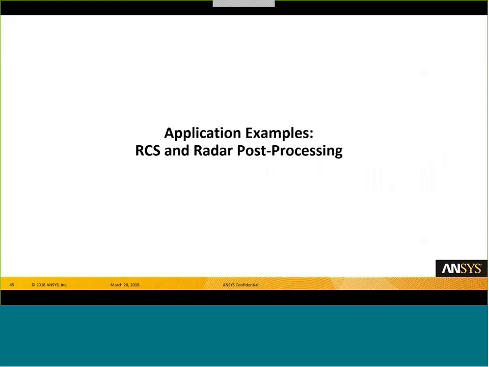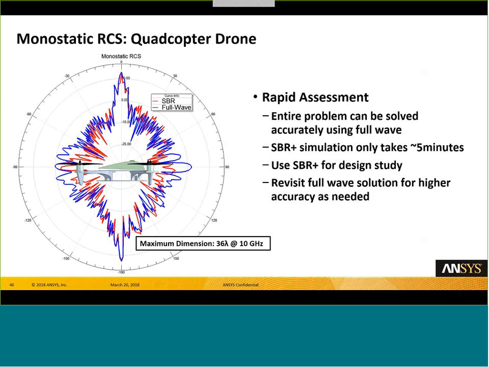So now we'd like to switch gears and go from some of the benchmarks and look at maybe some more practical targets that you might be experiencing. So we'll start with this example of a quadcopter that was solved at 10 gigahertz. So you can see it's about 36 wavelengths in size. And this is an interesting model because it's very practical and it's complicated as real life is by all of these mixed electrical sizes. So at some look angles, the platform is electrically large, and SBR is giving a really accurate result to the full wave result.